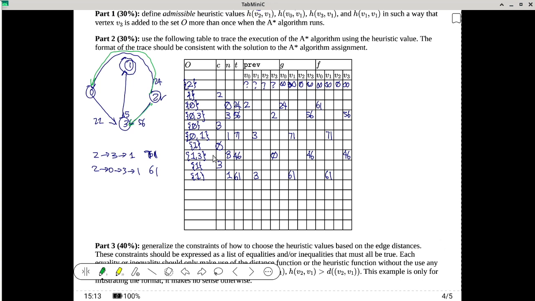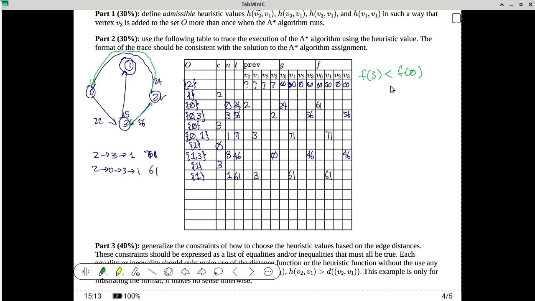We want to make vertex 3 look more attractive. The bottom line is we want f of 3 to be less than f of 0, so that in the second iteration of the while loop, we would pick the wrong one, which is f of 3. Does that make sense? How I came up with this inequality has to do with the algorithm itself.